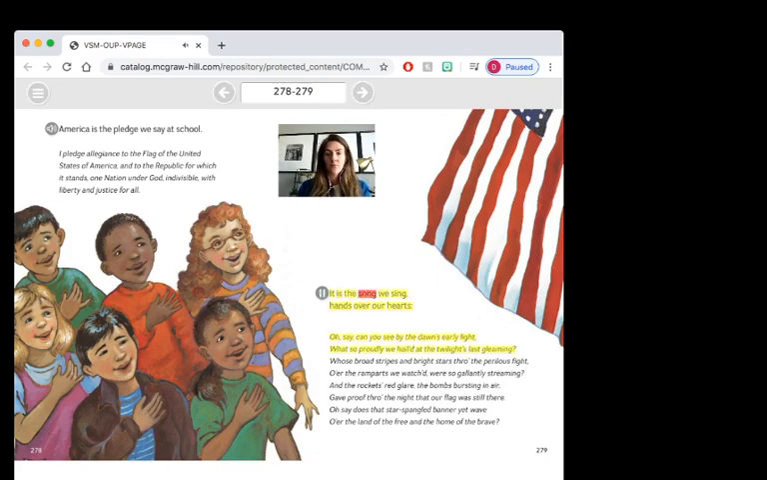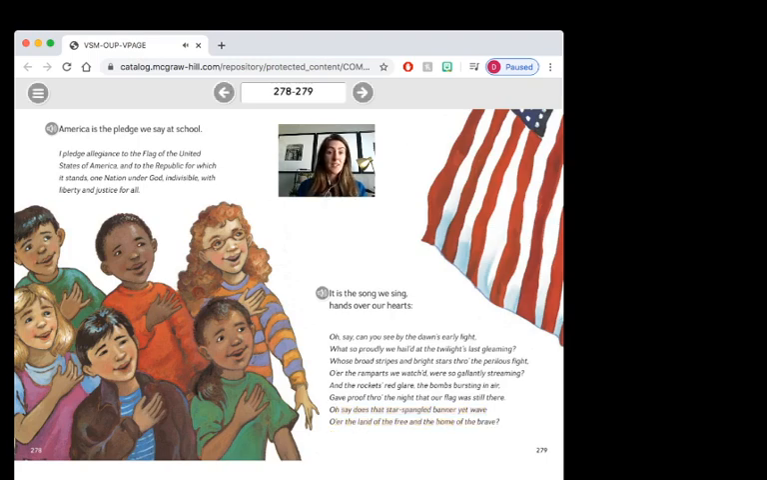It is the song we sing, hands over our hearts. Oh, say, can you see by the dawn's early light what so proudly we hailed at the twilight's last gleaming, whose broad stripes and bright stars through the perilous fight, o'er the ramparts we watched, were so gallantly streaming, and the rocket's red glare, the bombs bursting in air, gave proof through the night that our flag was still there. Oh, say does that star-spangled banner yet wave o'er the land of the free and the home of the brave.